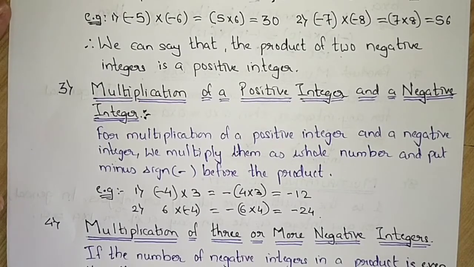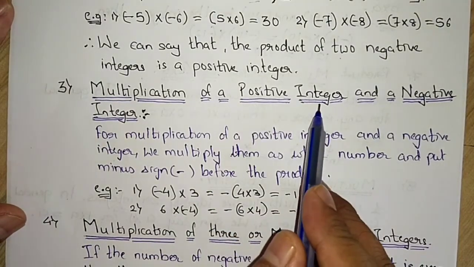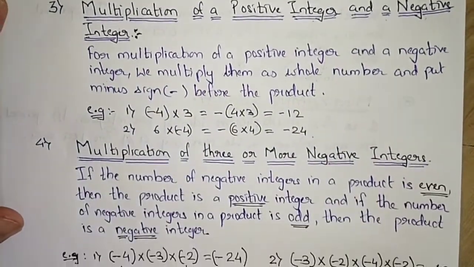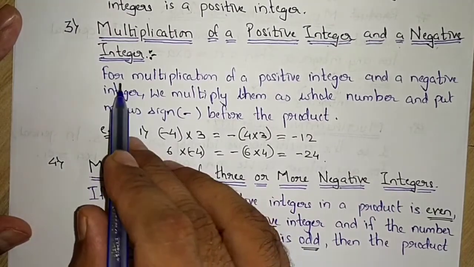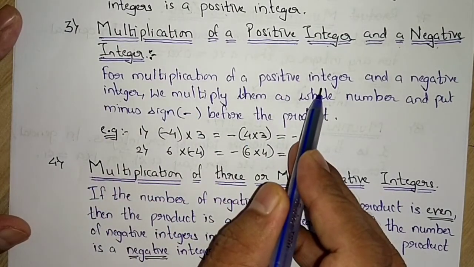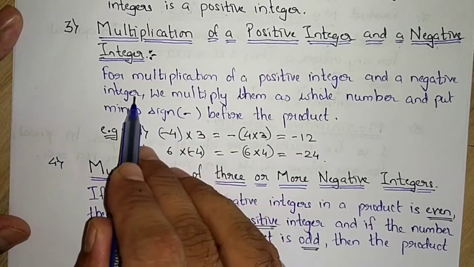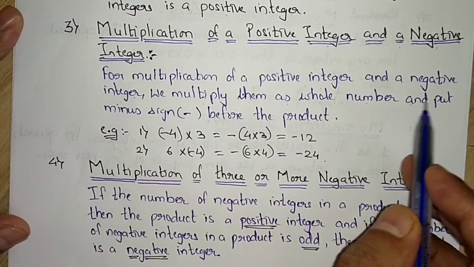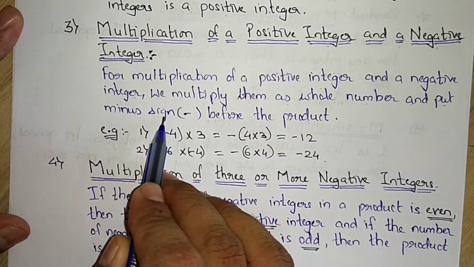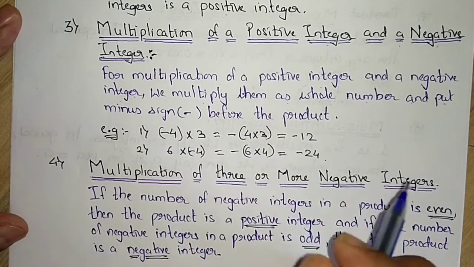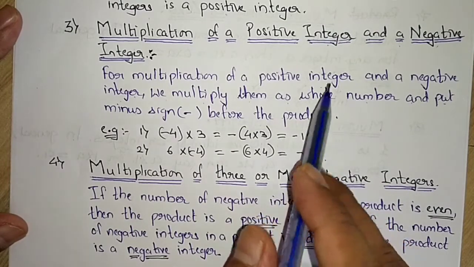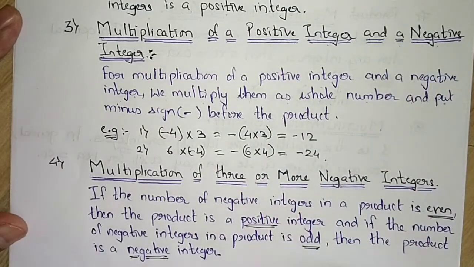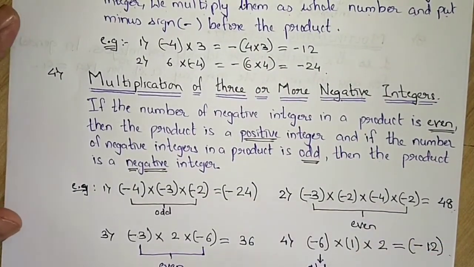Now students, multiplication of a positive integer and a negative integer. For the multiplication of a positive integer and a negative integer, we multiply them as whole numbers and put a minus sign before the product. Here we are talking about two integers, one positive and one negative. What do we do? Let us check with an example.